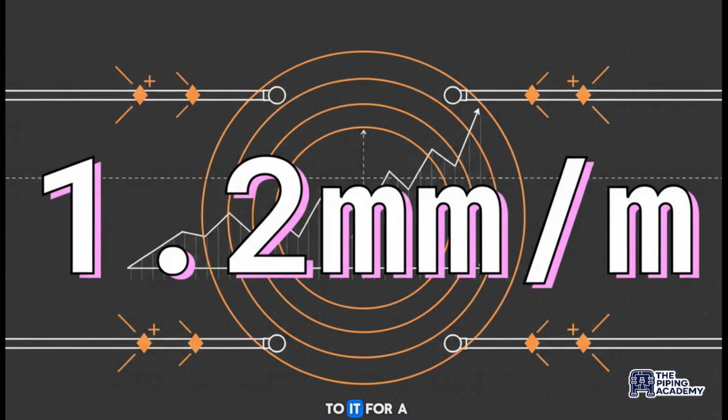Let's put a number to it. For a typical carbon steel, the expansion rate is roughly 1.2 millimeters per meter for every 100 degrees Celsius rise in temperature. Now, I know what you're thinking, 1.2 millimeters. That doesn't sound like much, but trust me, over very long distances, this tiny number adds up in a big way.